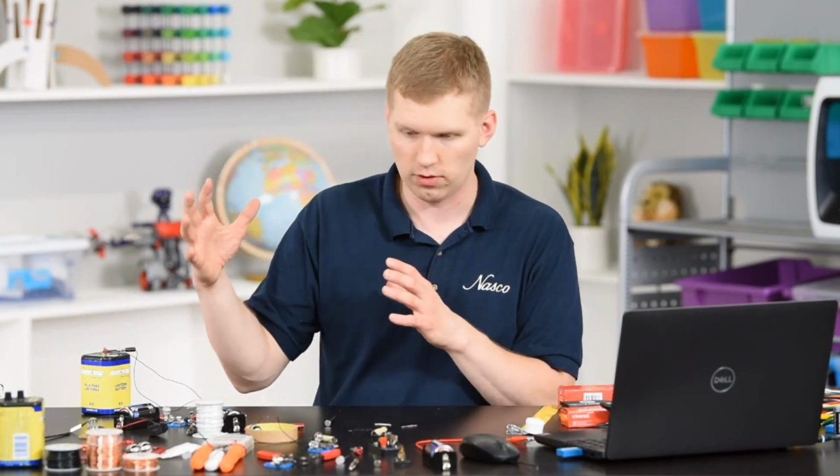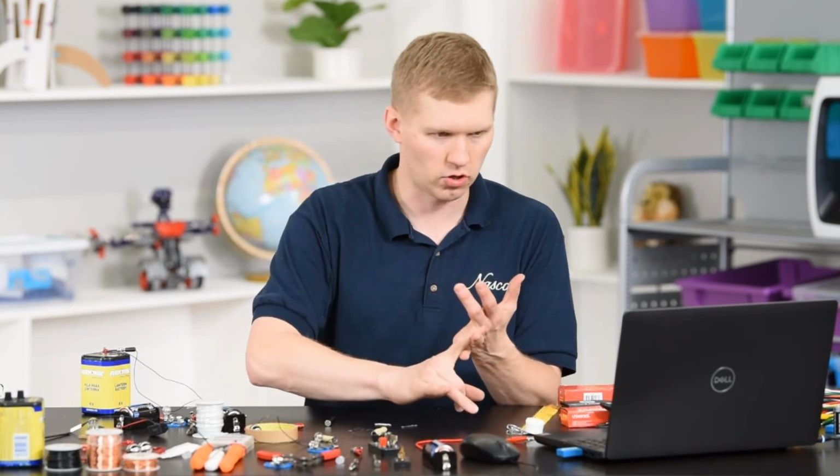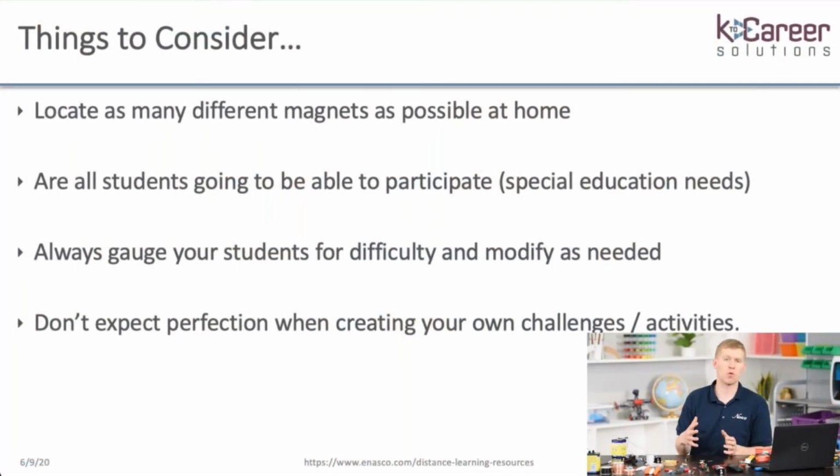Again, I'm sorry if I'm going quickly. I want to cover everything. So I did magnets, I did some circuitry, I did some electromagnets. These are the things I want you to consider when you're doing these different projects. Locate as many different magnets as possible at home, or circuitry supplies, or whatever you're using. What you really want to emphasize, whenever you're doing this at home, is to use the materials that you have, but understand that you may not have access to certain ones, so you may want to supplement them or things of that nature.